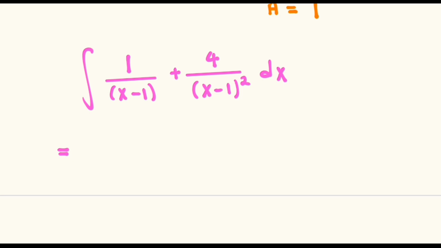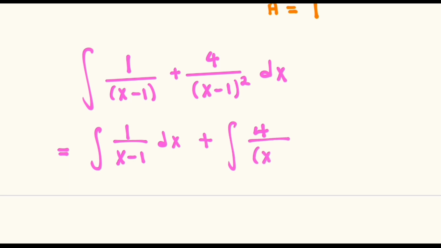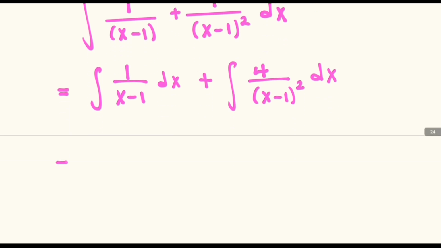The integral distributed, so we have the integral of 1 divided by x minus 1 dx plus the integral of 4 divided by x minus 1 squared dx. The integral of 1 divided by x minus 1 will be equal to ln of x minus 1 plus the integral of 4 divided by x minus 1 squared.